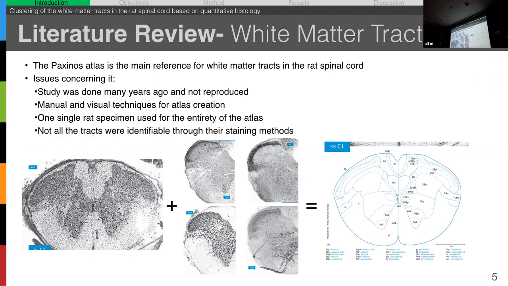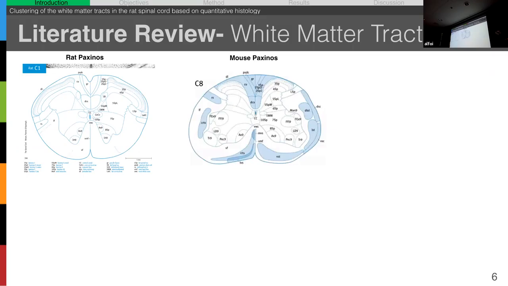So they used quite a few different stains for the different cells and whatever else they find within the spinal cord to try to reproduce the atlas. So this is their atlas. But if we look further, so again, it's the same atlas, we'll see that they're actually missing quite a few of the tracts.